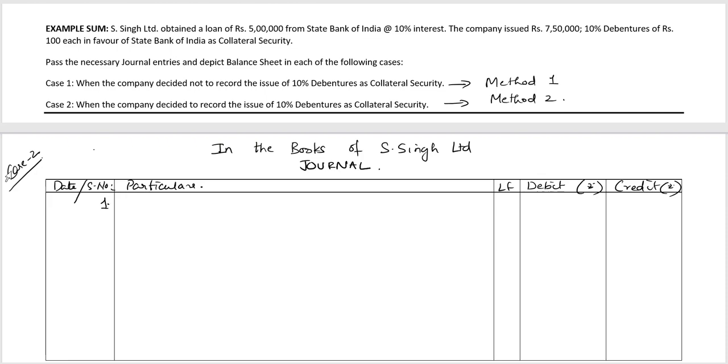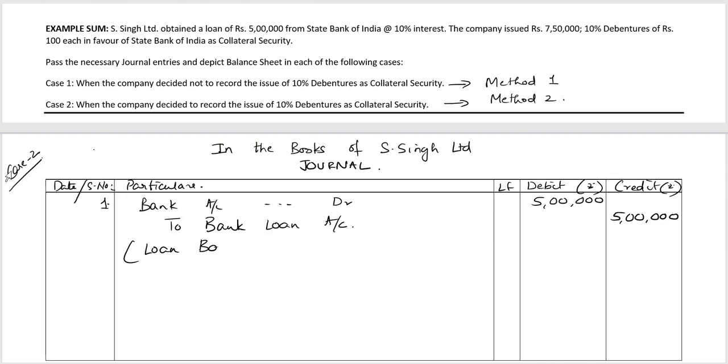The first entry is for borrowing of the loan from SBI: bank account debit to bank loan account. The loan borrowed is rupees 5 lakh. This is for loan borrowed from State Bank of India at 10% interest.